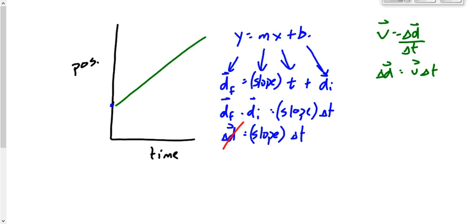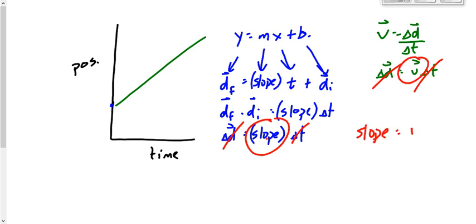Let's cross off displacement because it's in both. Let's cross off time because it's in both. What are we left with here? Xander, what are we left with here? Slope. And here? Velocity. So what's the slope equal to?